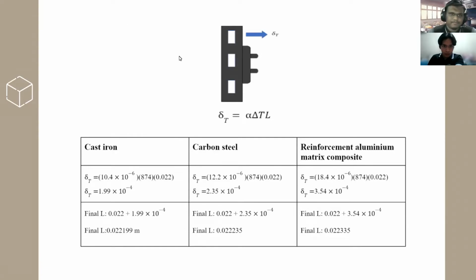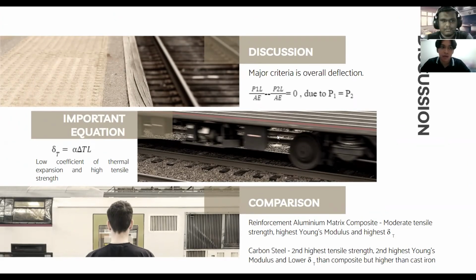Okay, next, you may proceed with your discussion. Okay, based on the calculation, the major criterion is actually the overall deflection. In the case of braking, the two brake pads are forcing the disc from two opposite sides. The material should have a low coefficient of thermal expansion, so the elongation value is low, and besides it should have high tensile strength. In comparison, aluminum matrix has moderate tensile strength and the highest elongation among all, while carbon steel has high tensile strength, and its elongation is lower than the composite but higher than cast iron. Cast iron has the highest tensile strength, and its elongation is the lowest.